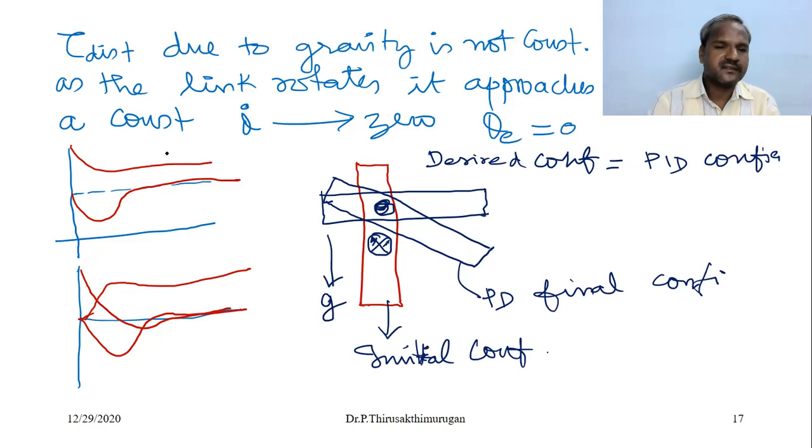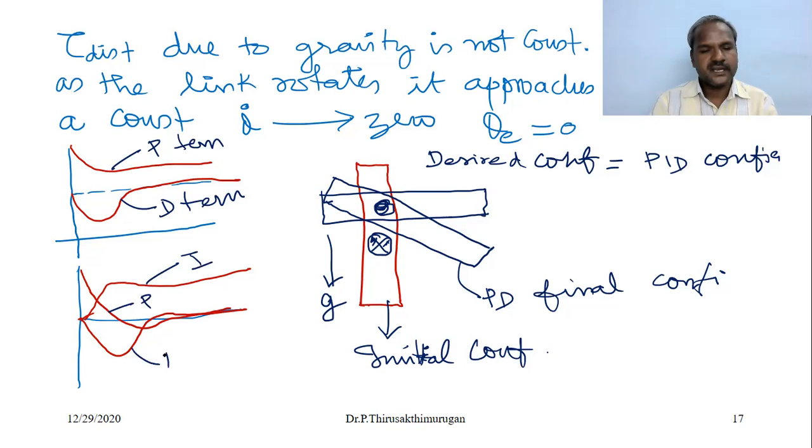G. This responds to the P term. This responds to the D term. This is the I term. This is the P term. This is the D term. Clear? So as a goal state, theta D equal to 0. Theta dot is also 0. So that is the middle case.